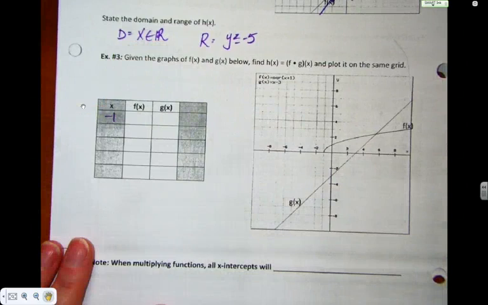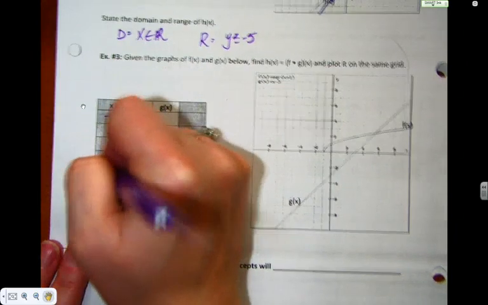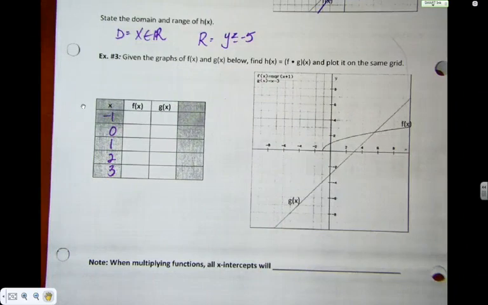Negative 1. We like the right-hand side better than the left. Can't go past, right, because there's no graph there. Okay, so get your f of x, get your g of x values. I'll give you a couple of seconds to do that.